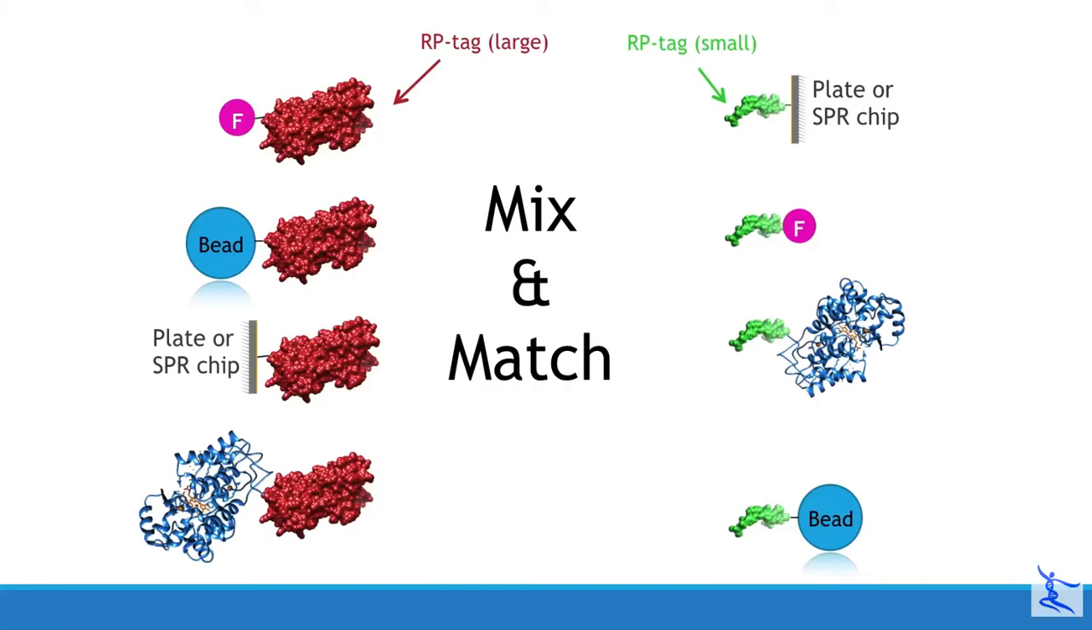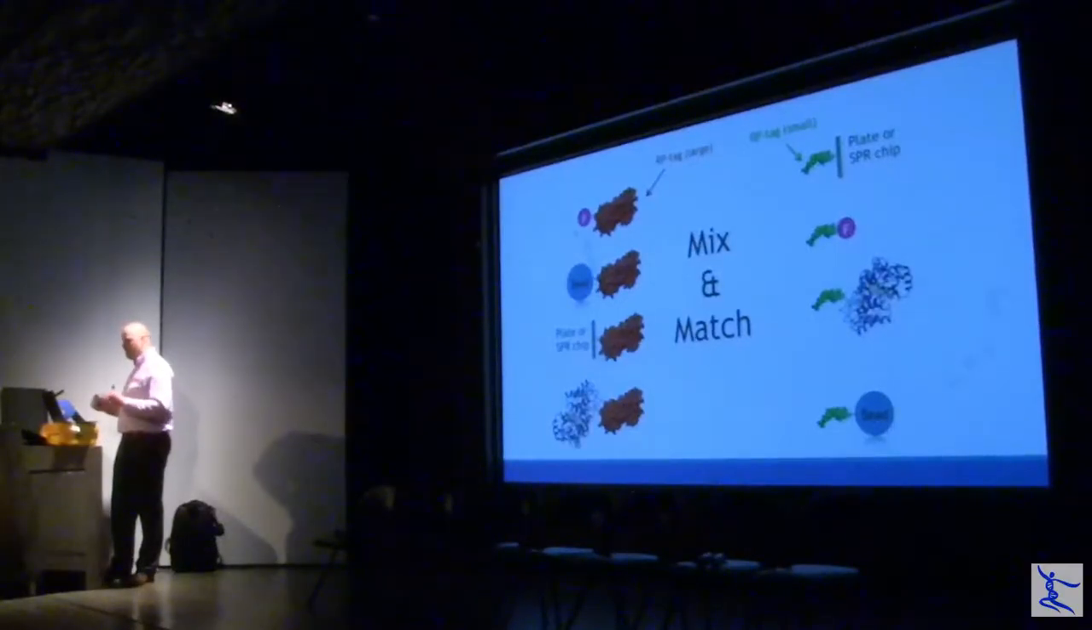Now, what this allowed us to do is generate a whole suite of protein chemistry tools for our company. We could mix and match the RP tag large and small with plates, chips, fluorophores, proteins, beads, you name it. And that was able to drive a lot of the R&D at our company.